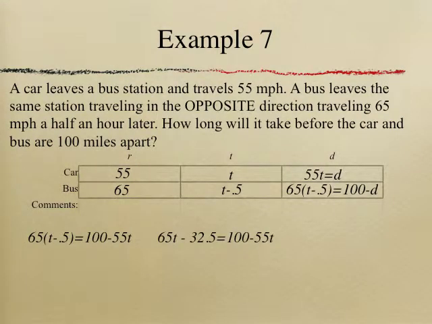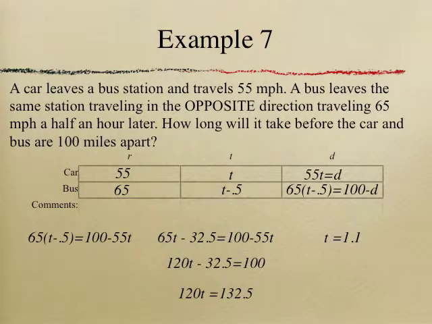And let's see, what are we going to do next? We want numbers on one side, variables on the other. So if we add 55T to both sides, now we'll add 32.5 to both sides. Our very last step, it's always the very last step, is to divide. So we'll divide both sides by 120, and we get T is equal to 1.1.